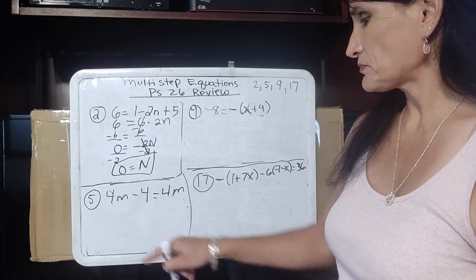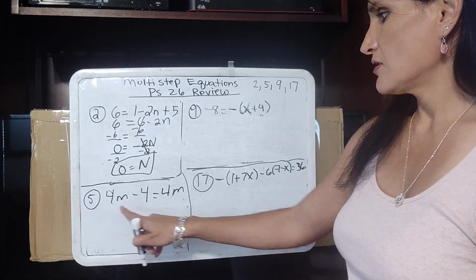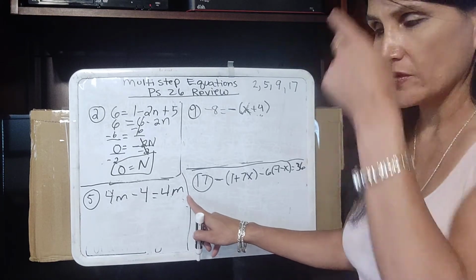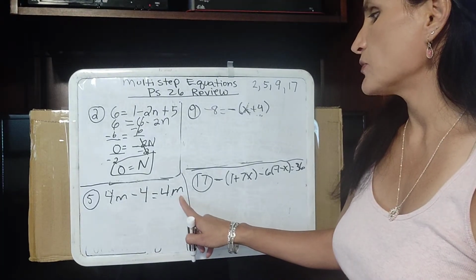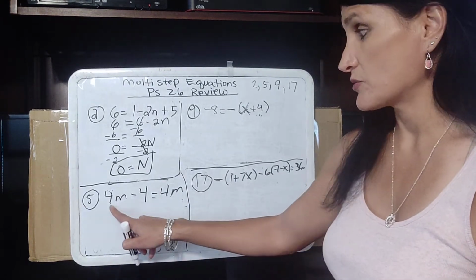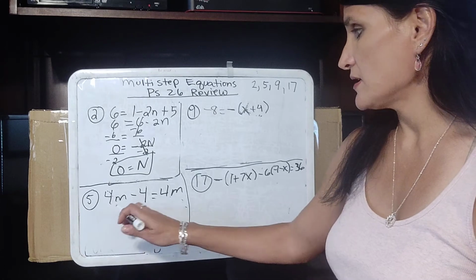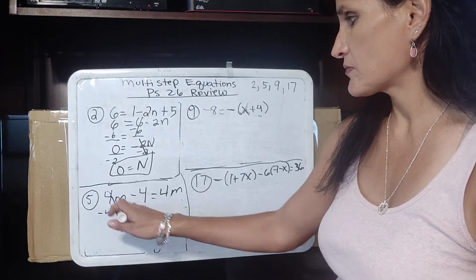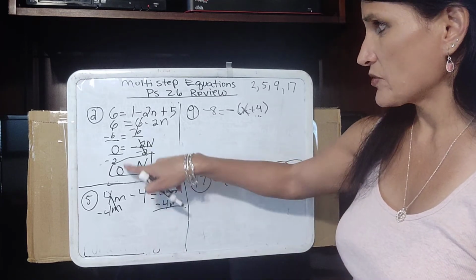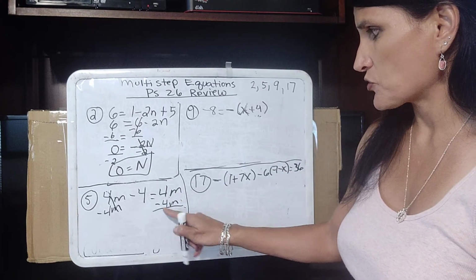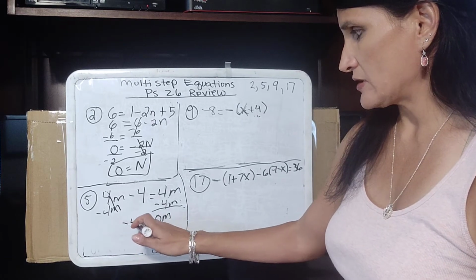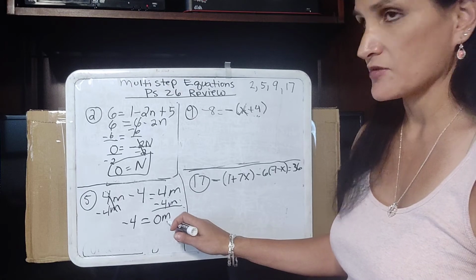In this problem, we're going to take the 4m and we're going to move it to the right side. We wouldn't want to move the 4m from the right to the left because then you would have both the variables and the numbers on one side. So we're going to say minus 4m. And again, just like we did here, you have to subtract and you get 0m equals negative 4. You actually have to subtract this and leave your variable.